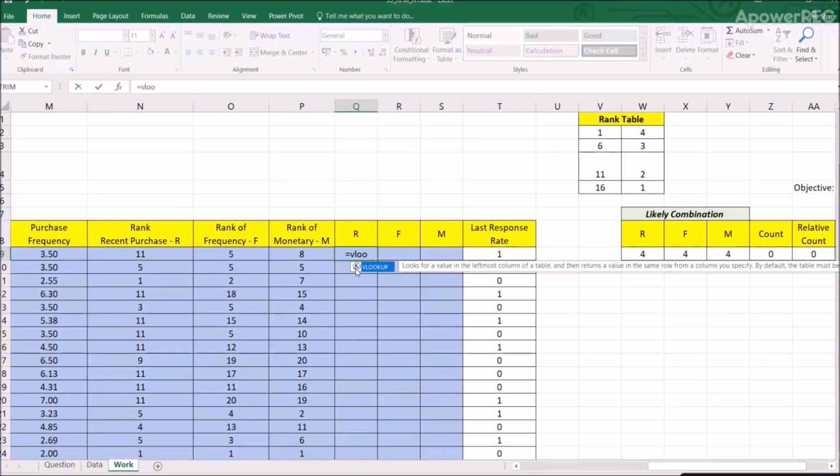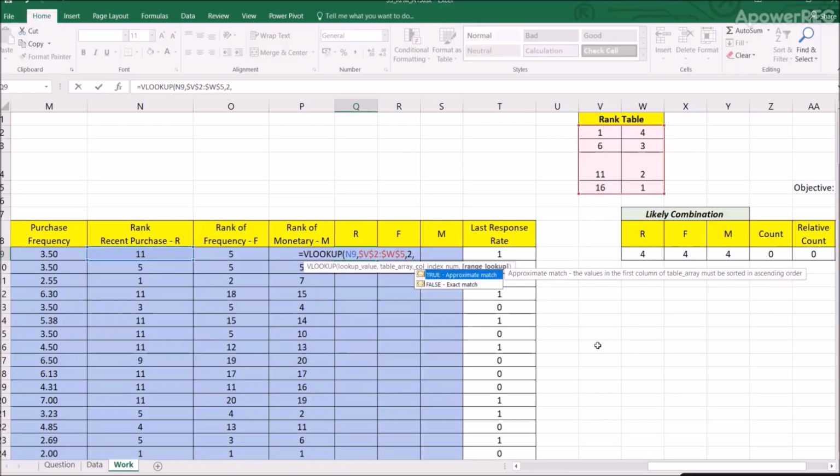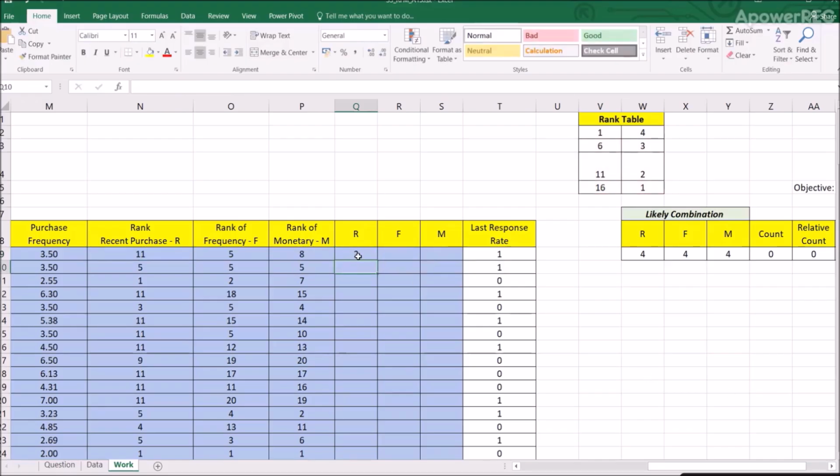Let's summarize all these rankings between 1 and 4, that is, refer to the rank table. Any rank which is close to the highest, that is, 16, should be ranked as 1, any individual rank between 11 and 15 is ranked as 2, between 6 and 10 is ranked as 3, and less than 5 is ranked 4. Use the VLOOKUP formula to calculate the summarized ranks.